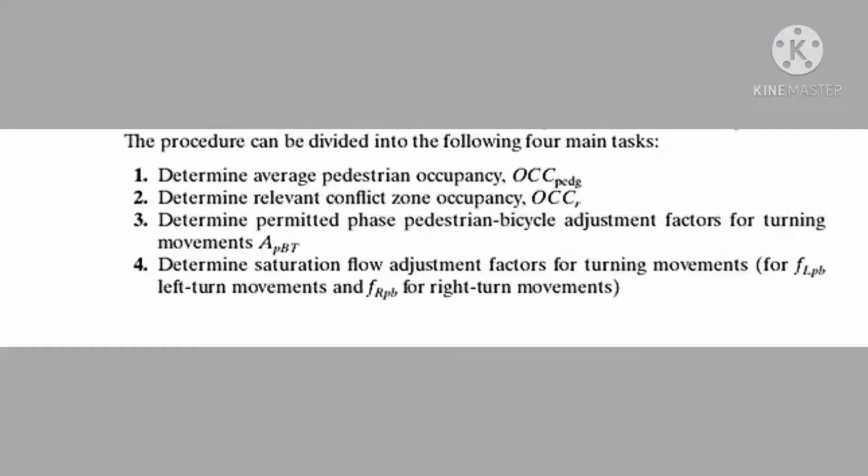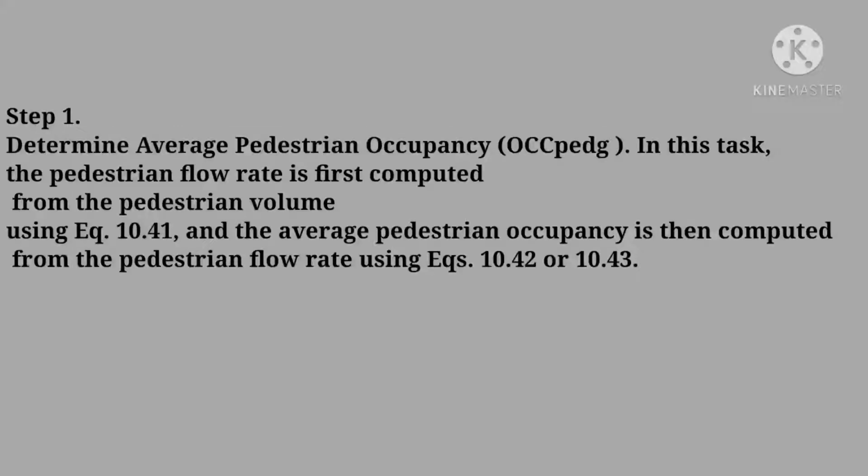So we have here, the procedure can be divided into the following four main tasks. Number 1, determine the average pedestrian occupancy. Number 2, determine the relevant conflict zone occupancy. Number 3, determine the permitted phase pedestrian bicycle adjustment factors for turning movements. And number 4, determine the saturation flow adjustment factors for turning movements.